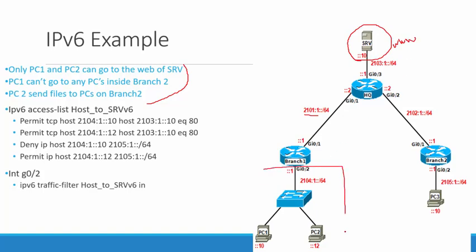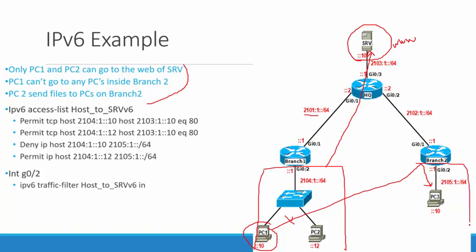We're going to allow them to go there. PC 1 can't go to any PCs inside of branch 2. So we're going to stop PC 1 from going to any PCs. Right now we only have one, but we're going to specify it as a whole network, this whole LAN, because it's our little example network. It's a little unrealistic to only have one PC. And then PC2 can send files to the PCs on the branch. So PC2 basically can communicate with those PCs.